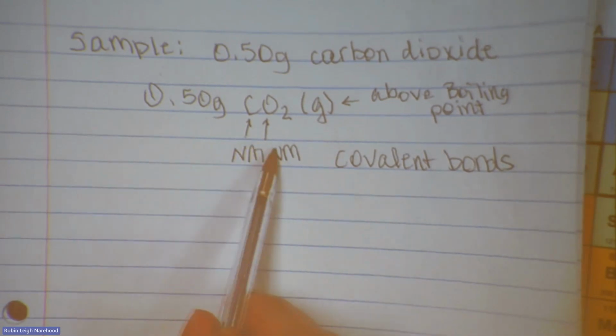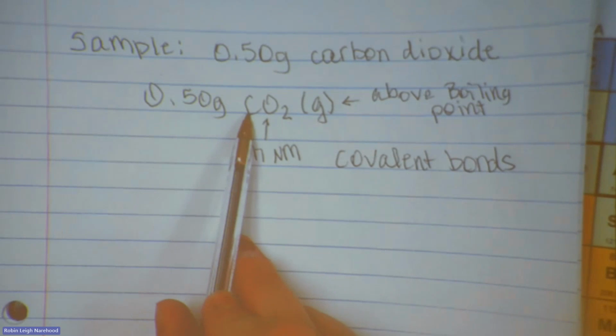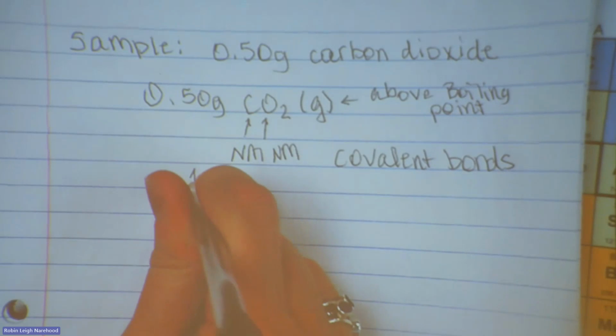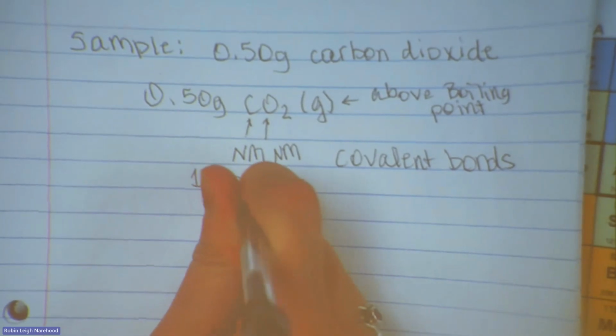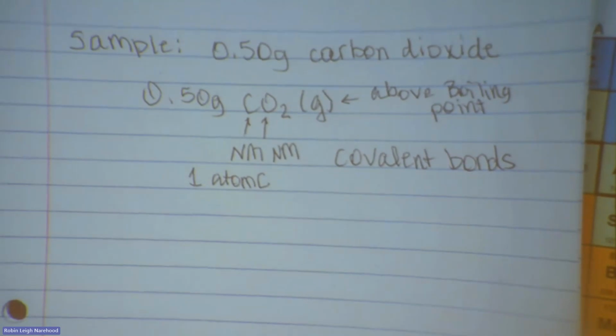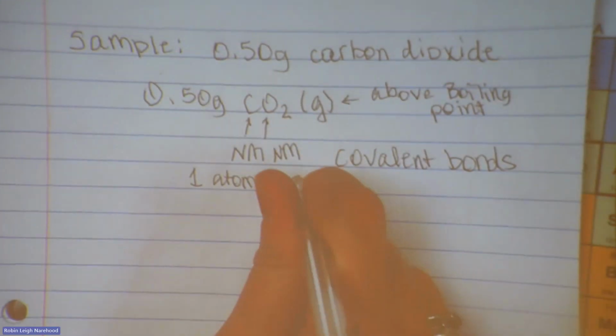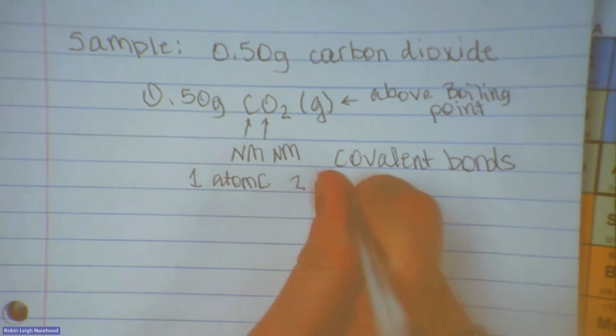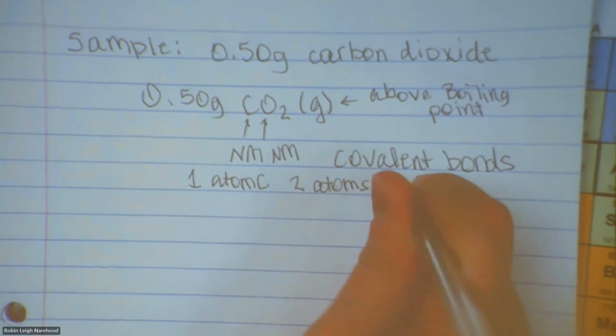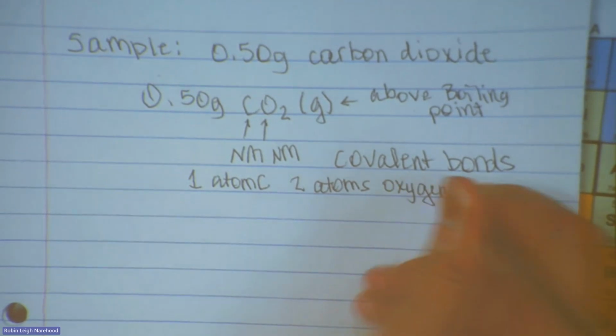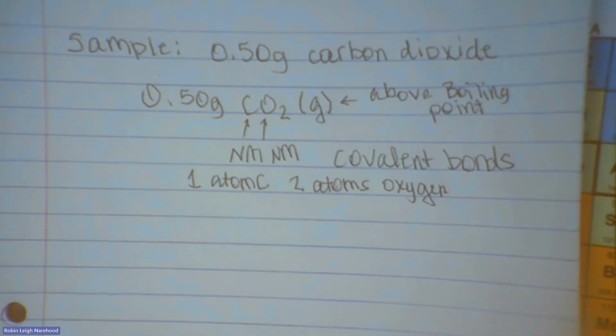Okay, so we got non-metal, non-metal. How many carbon non-metal atoms are there? Just one. We have one atom of carbon, and how many atoms of oxygen? 2 atoms of oxygen. And that is literally how many atoms. This is not a ratio. So there is 1 carbon and 2 oxygens. It's not a 1-to-2 ratio. It is, here is 1, here is 2. That's all there is.